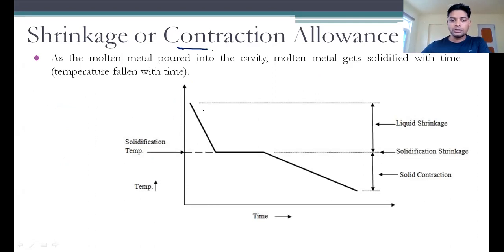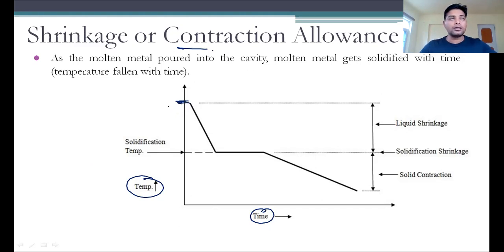Initially we have this xy curve: on the x-axis we take time, and on the y-axis we take temperature. Temperature means that at low temperature it is in solid form, and at high temperature it will become liquid. We start initially with the liquid form because molten material is there.